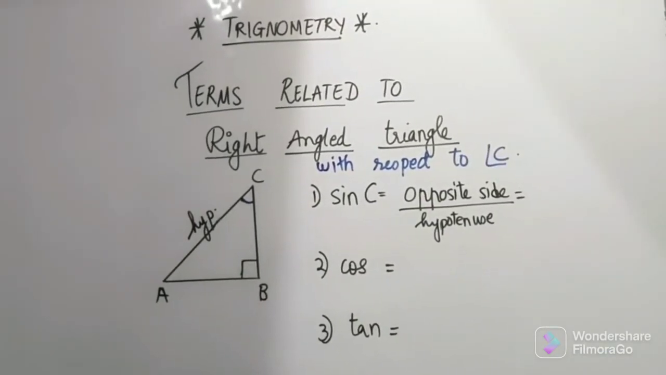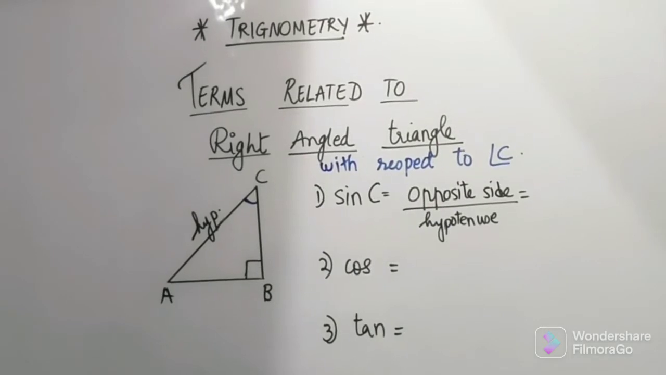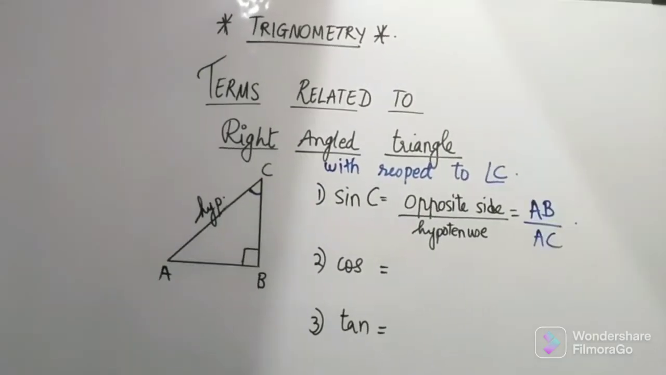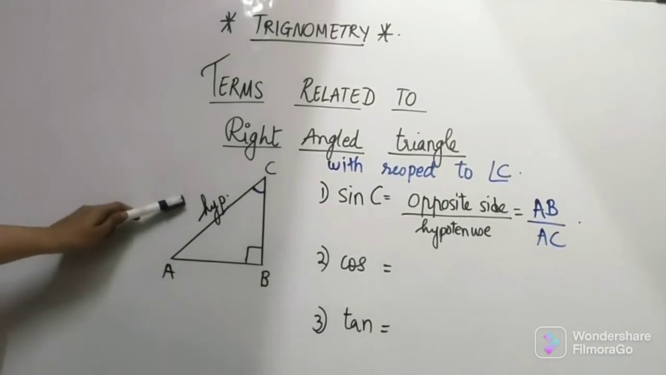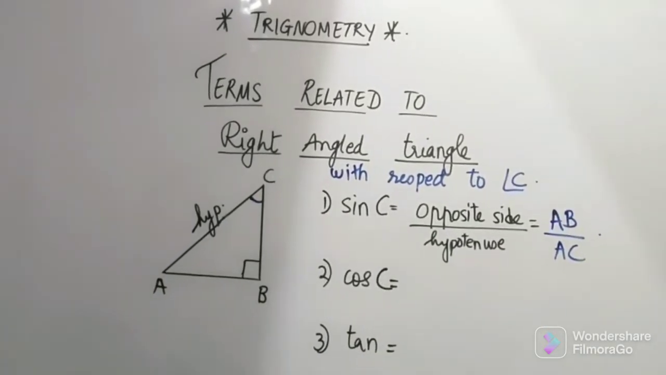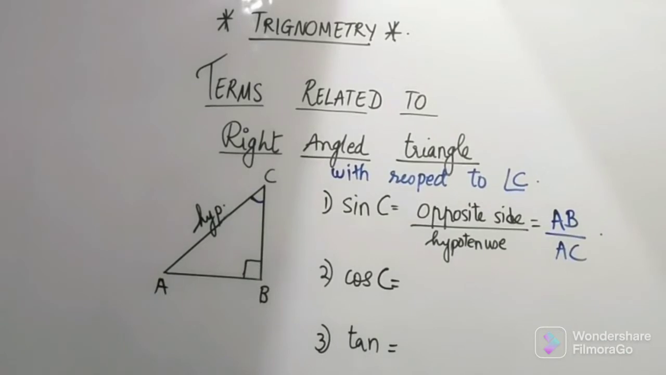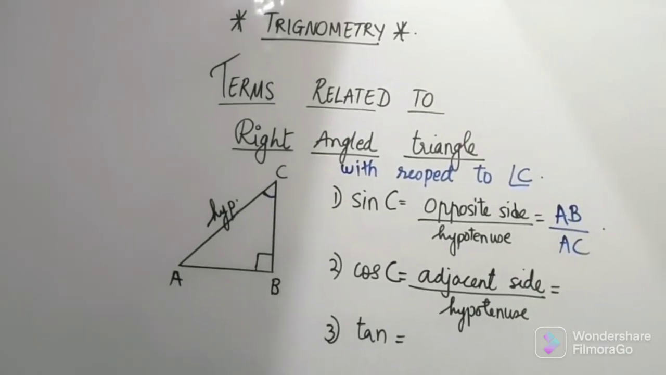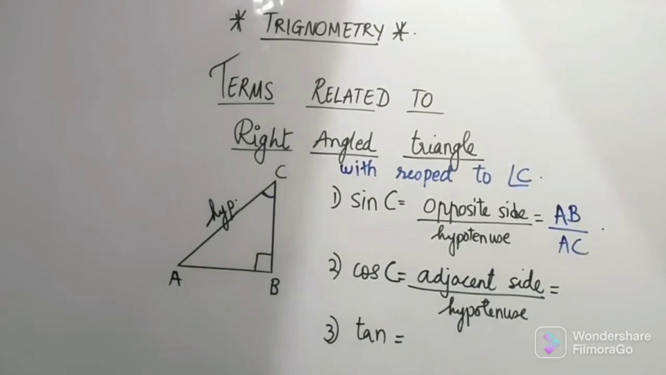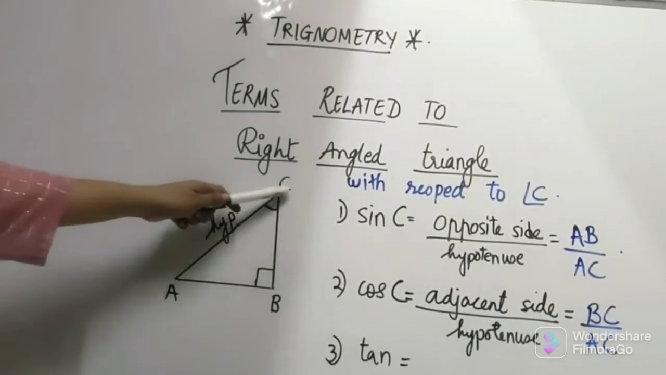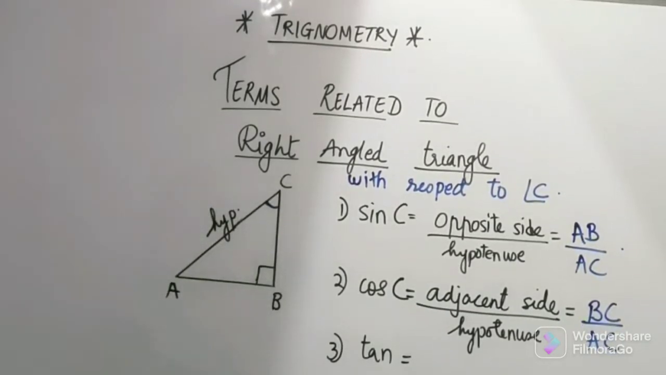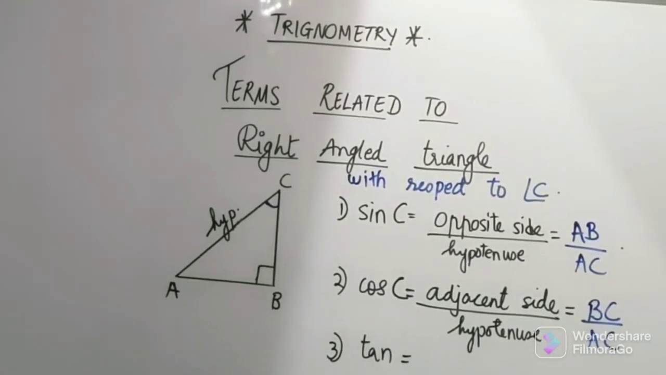So it becomes sin C, that is opposite side upon hypotenuse. Opposite to C is AB and hypotenuse is AC. Next is cos C. Now cos C will be adjacent side upon hypotenuse. Adjacent matlab बाजू वाला side. So बाजू वाला is BC upon hypotenuse AC.